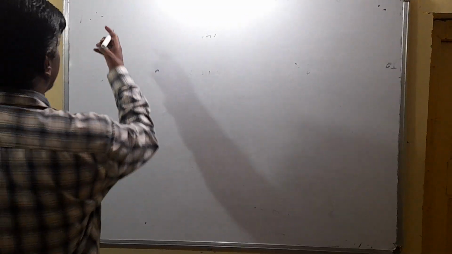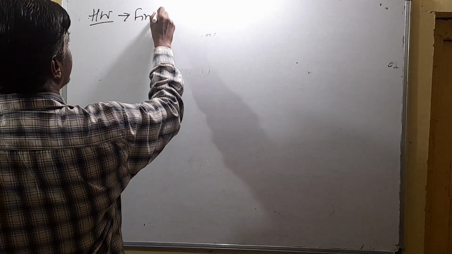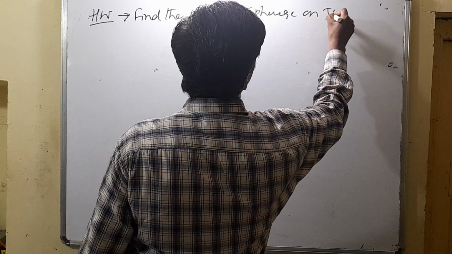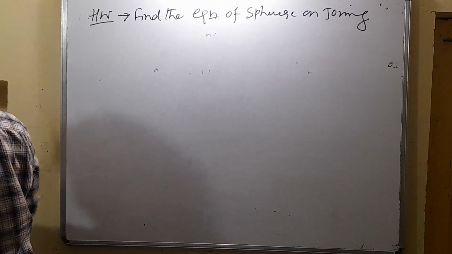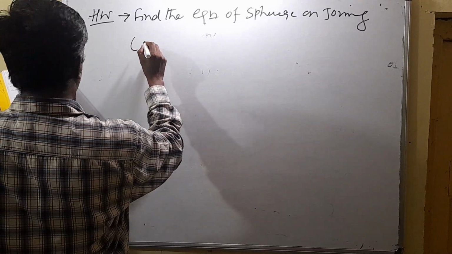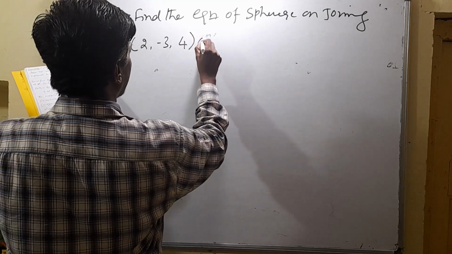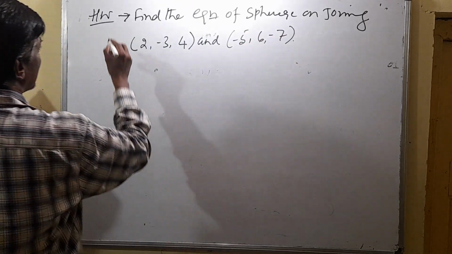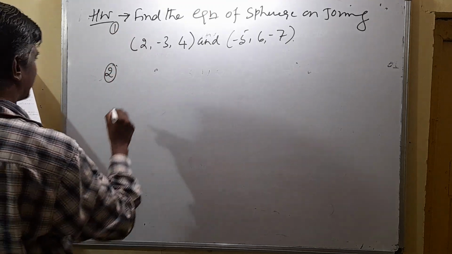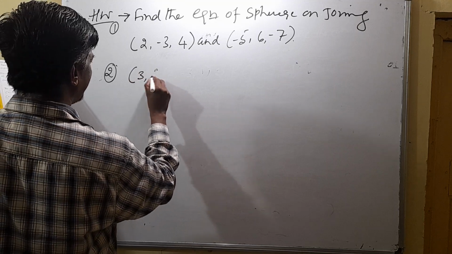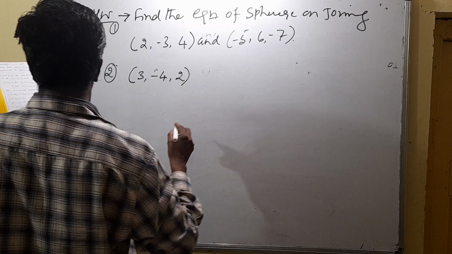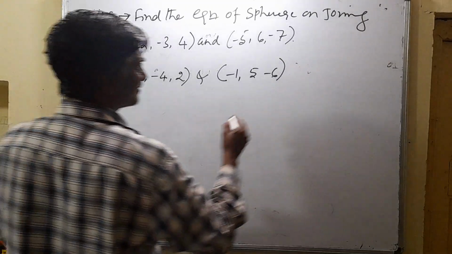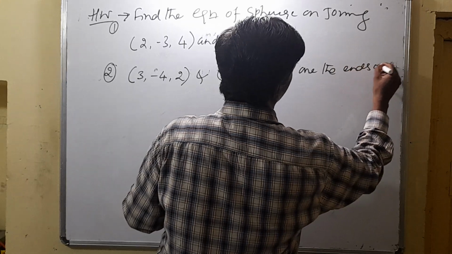Find the equation of sphere on joining (2, -3, 4) and (-5, -6, -7). Number one, number two: (3, -4, 2) and (-1, -5, -6) are the ends of diameter.